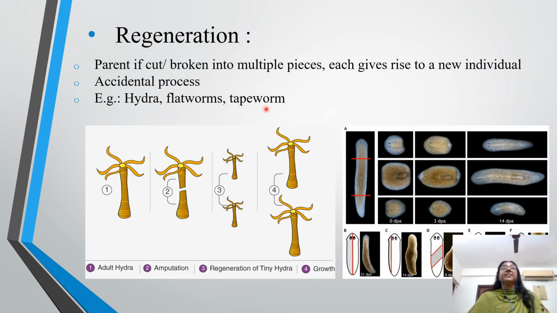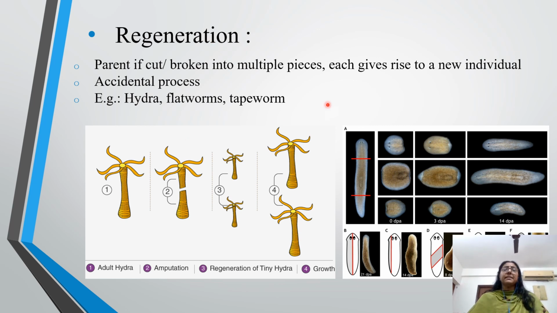Next is regeneration. Regeneration, you all would have seen, is like a lizard cutting away its tail when it is threatened by a fear or an enemy, and so on. So if a grown-up organism is cut or broken down into multiple pieces which give rise to a new individual, we call such a process regeneration.